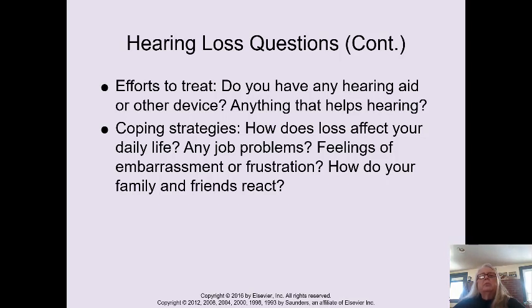Coping strategies. So for me, with my tinnitus, the only thing that really helps is if there's another noise going on that's a little bit louder than the tinnitus, and then it doesn't drive me crazy. But sometimes I like the quiet. Sometimes the tinnitus is so distracting that the quiet is uncomfortable.